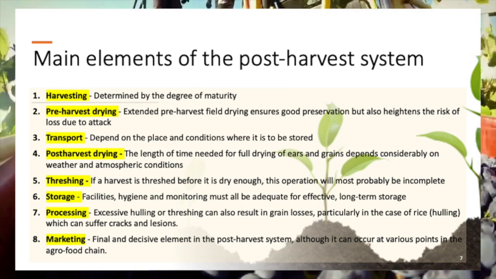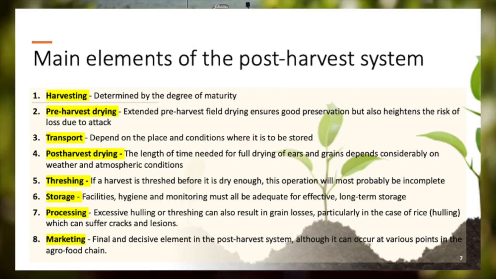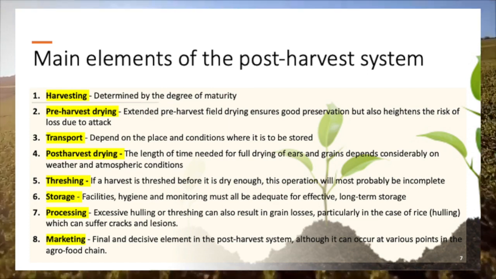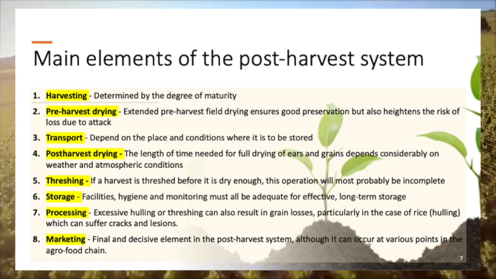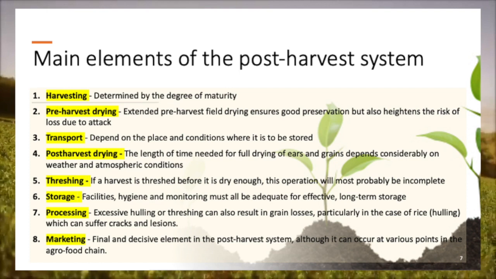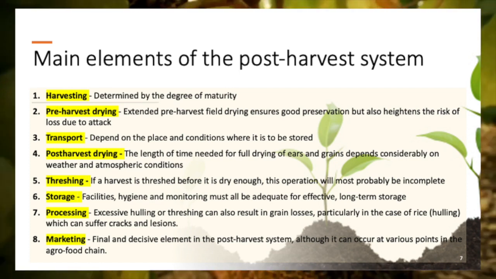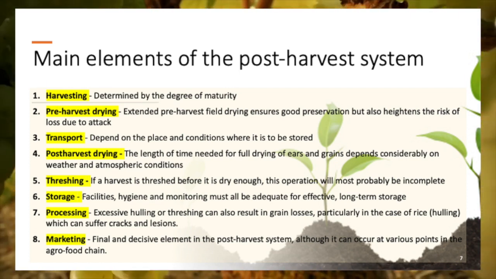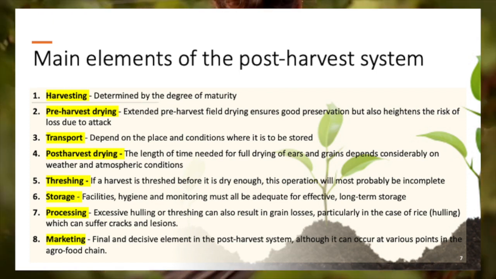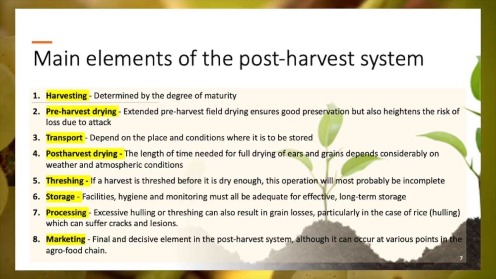The next element is pre-harvest drying, which applies mainly to cereals and pulses. Extended pre-harvest field drying will ensure good preservation, but at the same time, it may increase the risk of loss due to attack by birds, rodents, and insects.